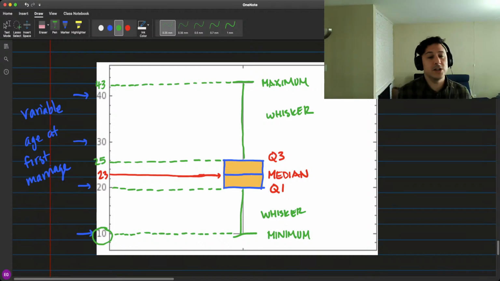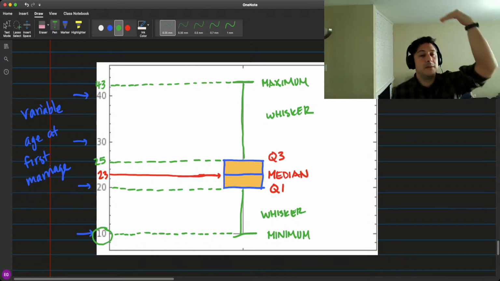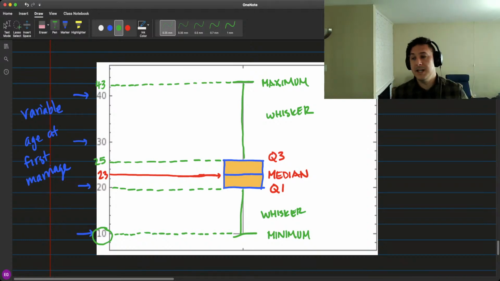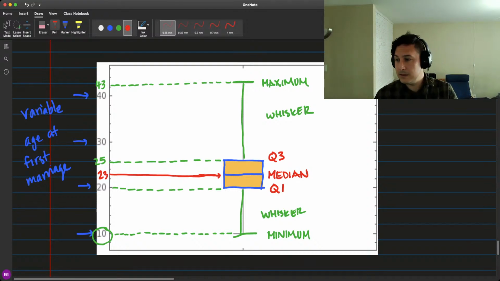So the box and whisker chart tells you a lot of cool stuff. It gives you the minimum, the smallest value, the maximum, the largest value. It gives you the median, the typical value. And it also gives you Q1 and Q3.